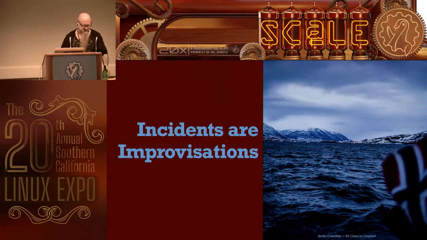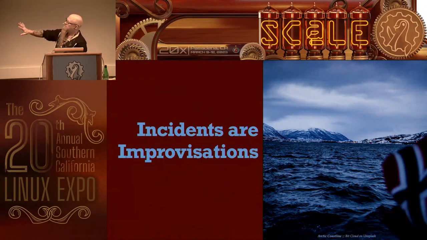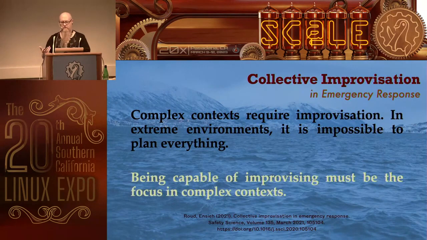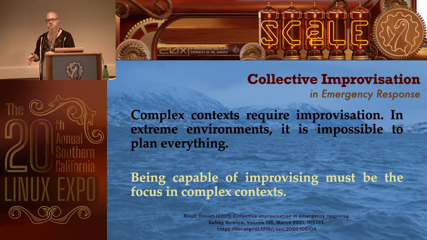So one of the things that I like to talk about a lot is improvisation. And I am a musician. I'm an improvising musician. But I'm not going to talk about music right away. There's this really cool paper that I really love, and it's called Collective Improvisation in Emergency Response. What we're looking at here is the shoreline in the Arctic, probably in Norway. It's a Norwegian flag over here on the side. And this paper examined the way that Arctic responders had to learn to improvise in a highly complex situation.